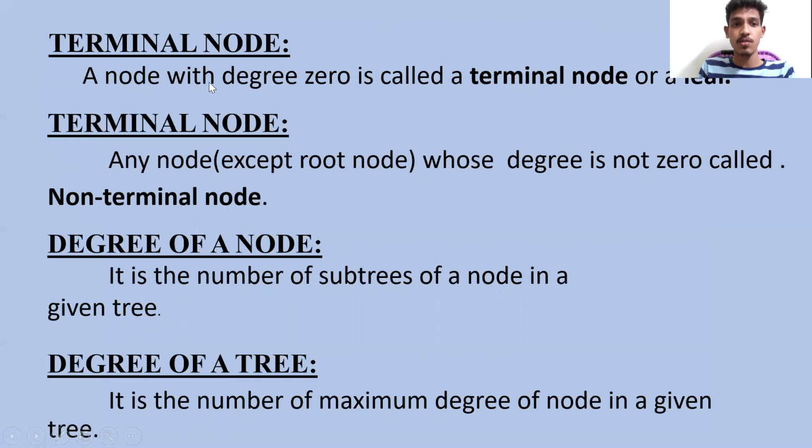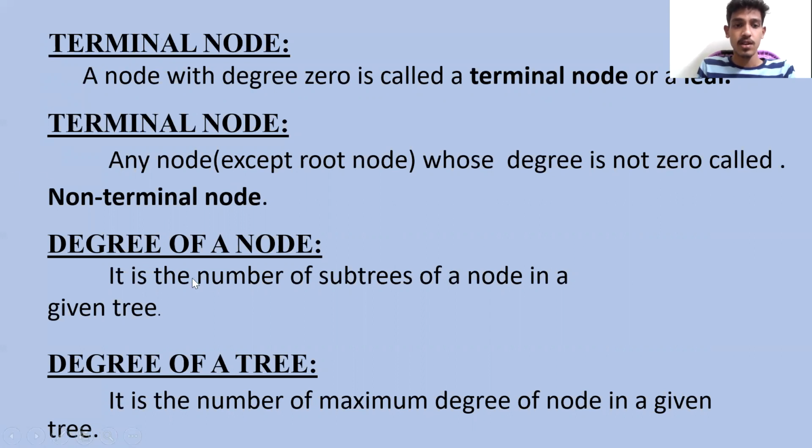Next, terminal node. A node with degree 0 is a terminal node or a leaf. Previously, as I said, a node which doesn't have any child is called a leaf node, and those nodes are called terminal nodes. Terminal node and non-terminal node. Any node except the root node whose degree is not 0 is called a non-terminal node. Except the root node and the leaf nodes, the remaining are non-terminal nodes.